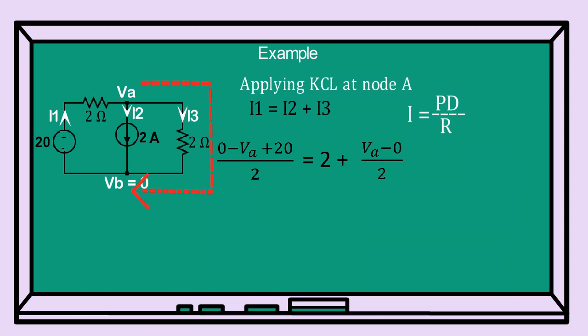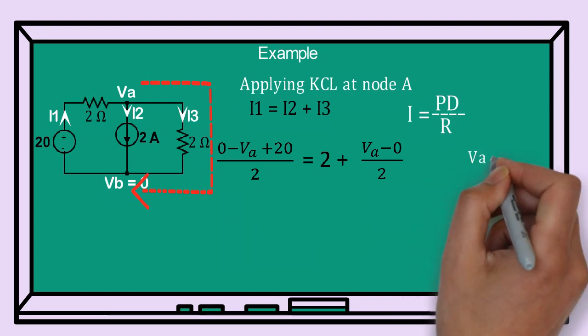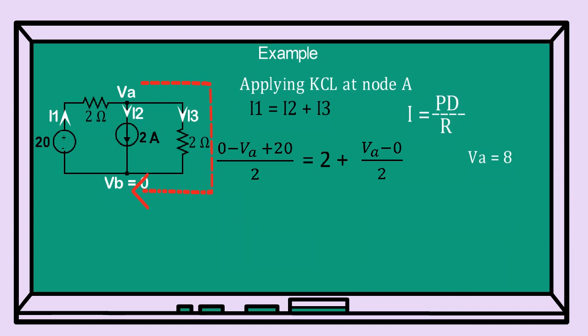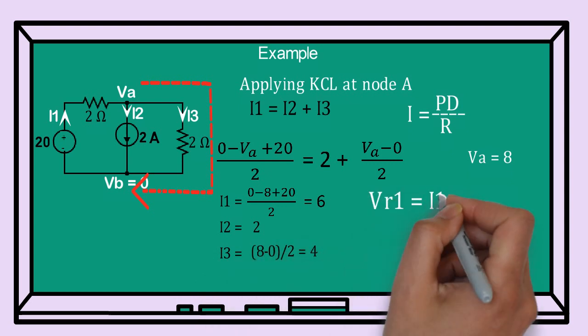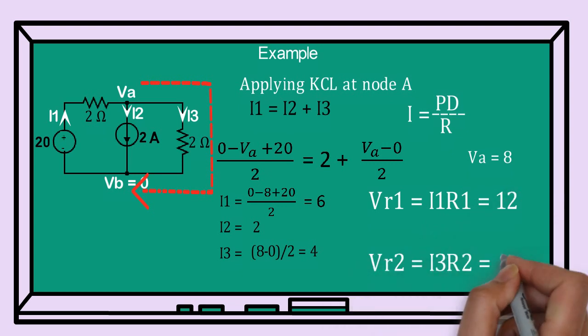After simplifying this equation, we will get node voltage VA equal to 8 volt. From this voltage, we can find the current through each branch. And as we got the branch current using Ohm's law, we can also calculate the voltage across all the elements. Let's do one more example.